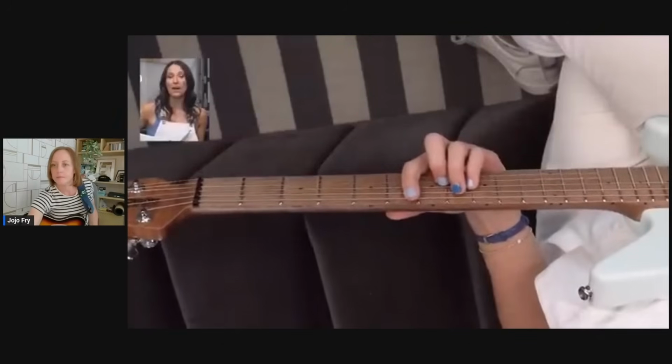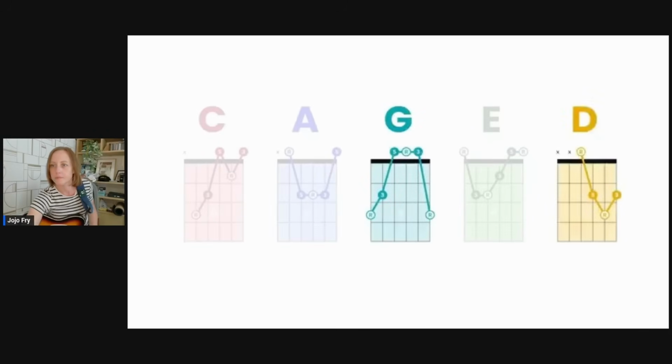Let's just have a look at what the other shapes are. So we've already covered the C, the A, and the E. So now we need to have a look at the shapes, or how she's making the shapes for the G and the D. Let's get into the 2 remaining shapes, G and D.